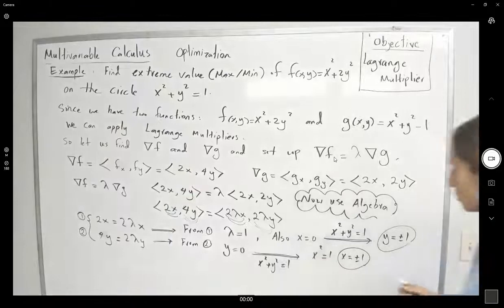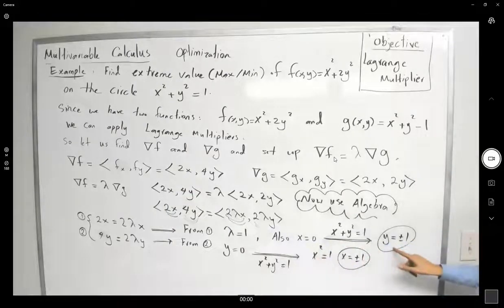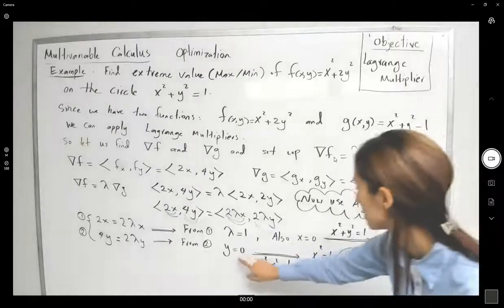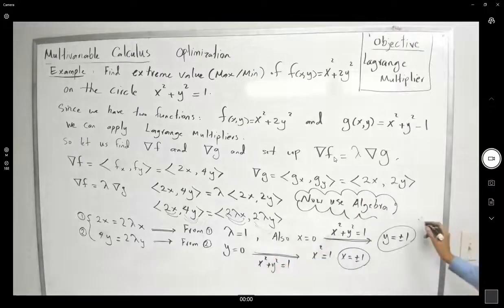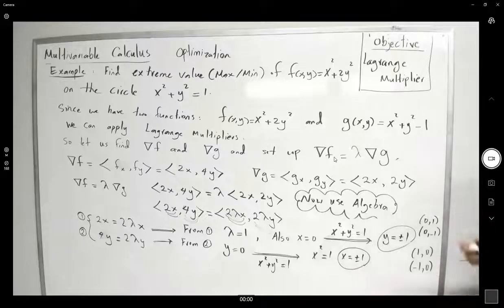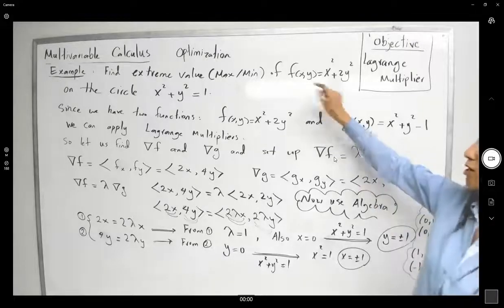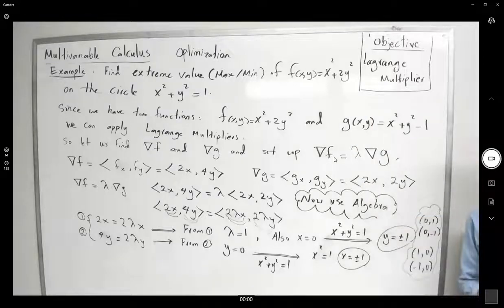So how many points do we get? x is 0, y is plus minus 1; y is 0, x is plus minus 1. So the possible points are (0, 1), (0, -1), (1, 0), and (-1, 0). We found all critical values that help us to find the optimal value.